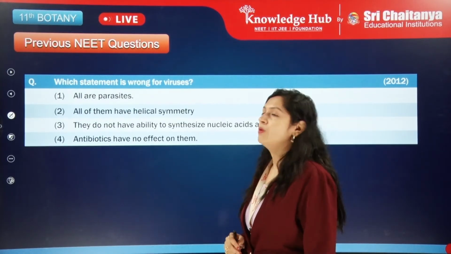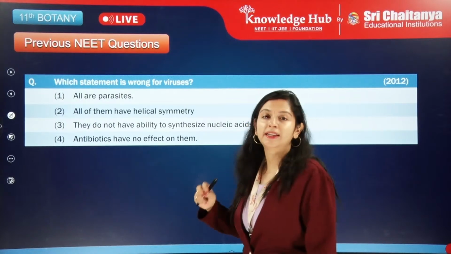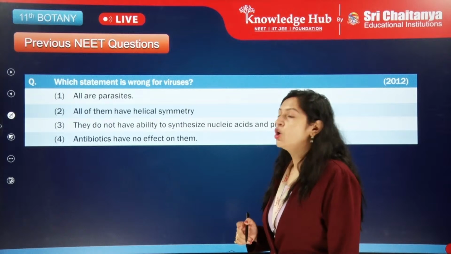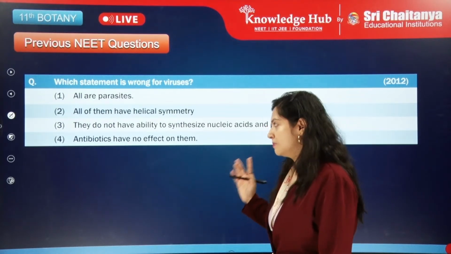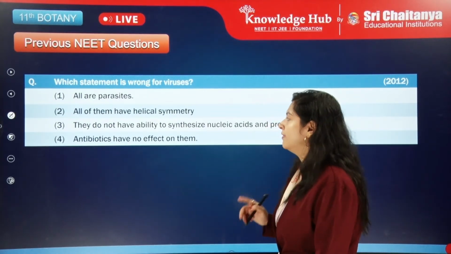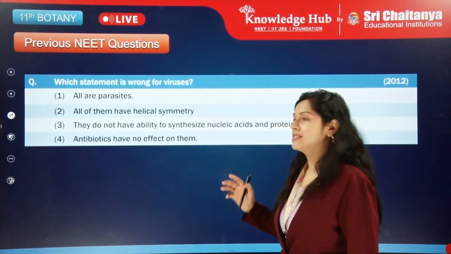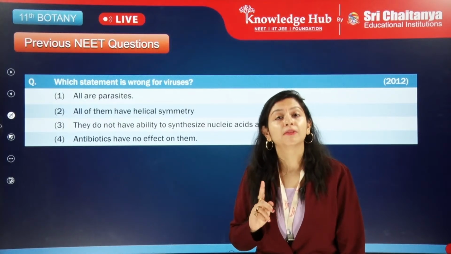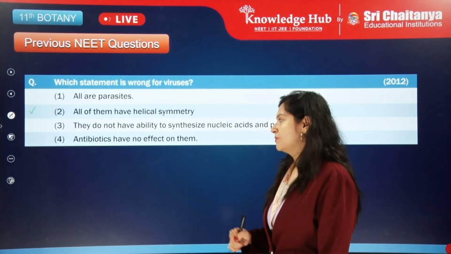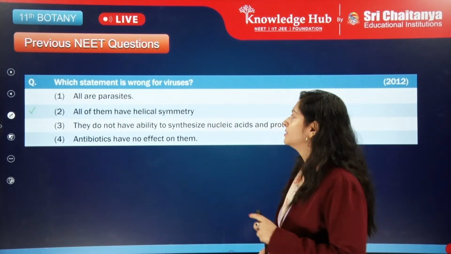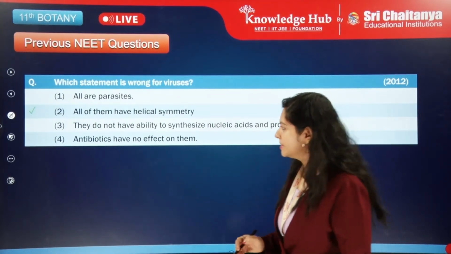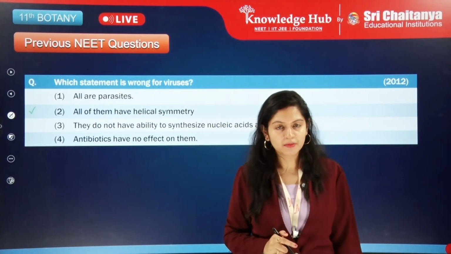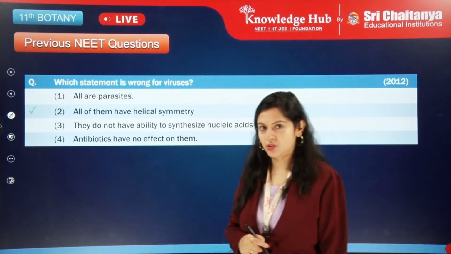Okay, now next thing, which statement is wrong for the viruses? All are parasites. Then all of them have helical symmetry. Next, they do not have the ability to synthesize the nucleic acids and the proteins. And antibiotics have no effect on them. So the wrong statement is the one saying that all of the viruses have helical symmetry. Few of them have the helical symmetry.